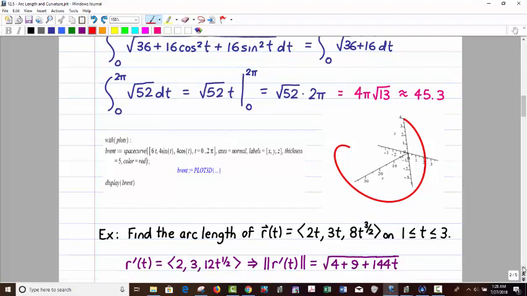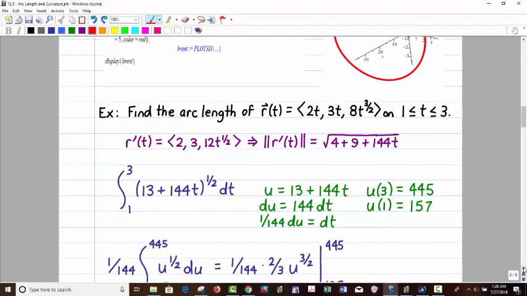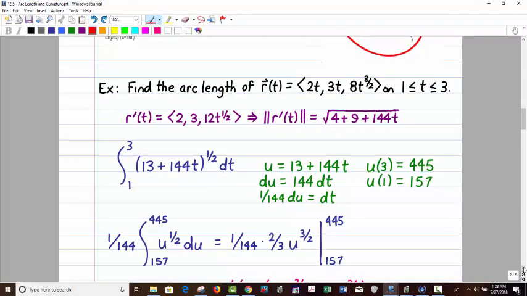All right, so let's take a look at the next one. So this arc length's not too bad. It's real straightforward, plug and chug. Just have to get the integration correct. Concept's easy enough. So here's our vector valued function. We're going from 1 to 3.